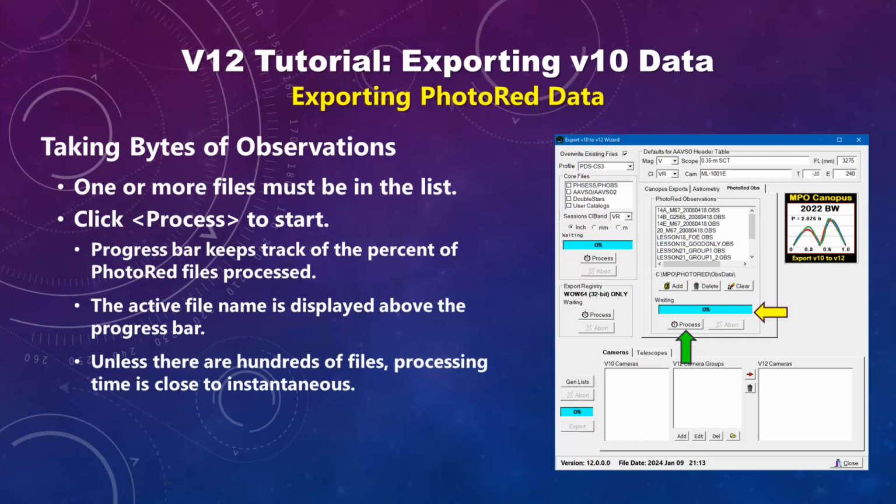Click the Process button in the PhotoRed Observations group box. The progress bar in the box keeps track of the percentage of files that have been processed, while the message caption just above the bar shows the name of the file being processed. Click the Abort button if you want to stop the export before all files have been processed.